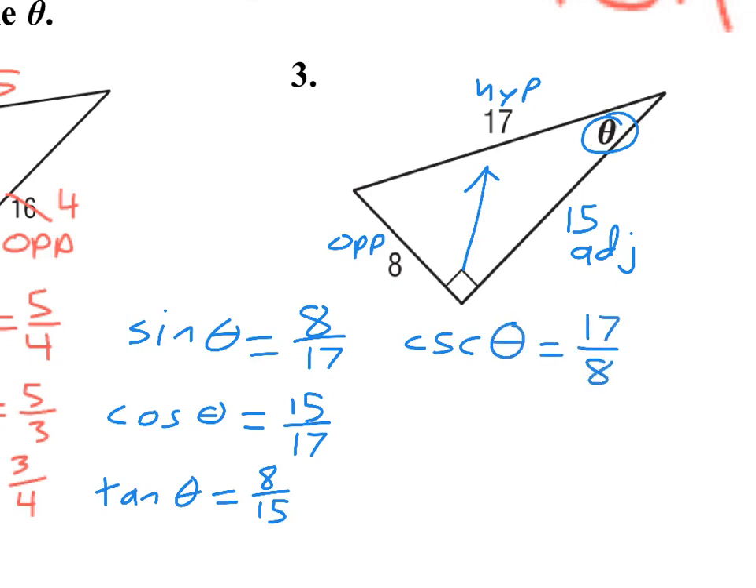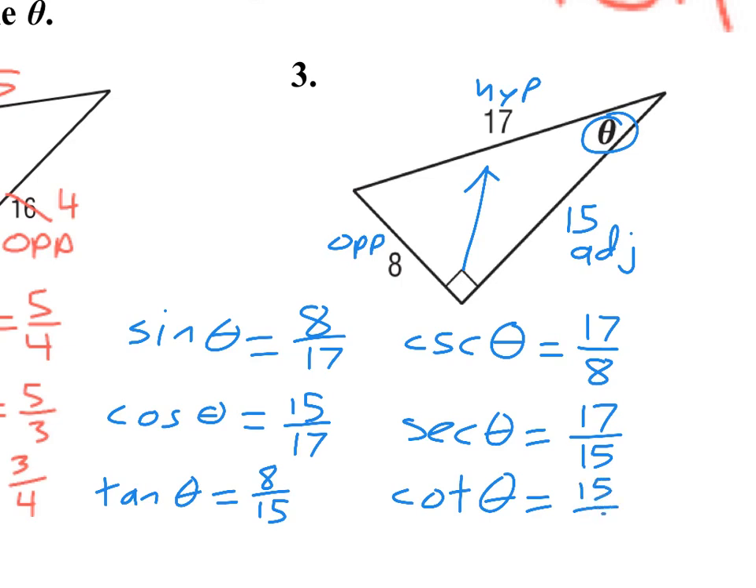Cosecant theta is the reciprocal of sine theta. Secant theta is the reciprocal of cosine. Cotangent theta, take the reciprocal of tangent.